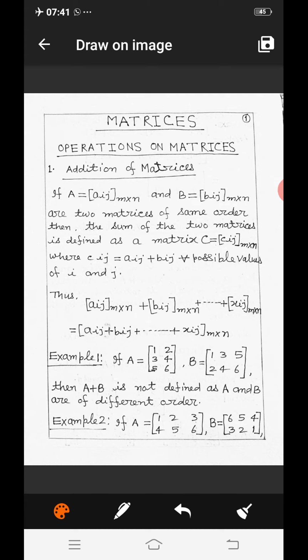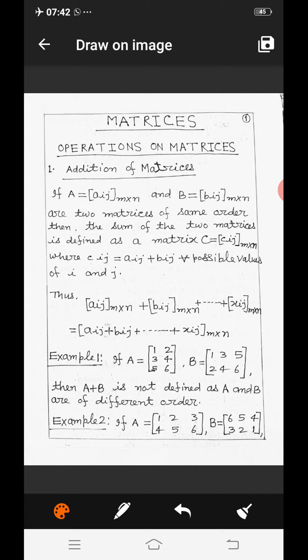Today I am going to discuss operations on matrices. Now first we discuss addition of matrices.